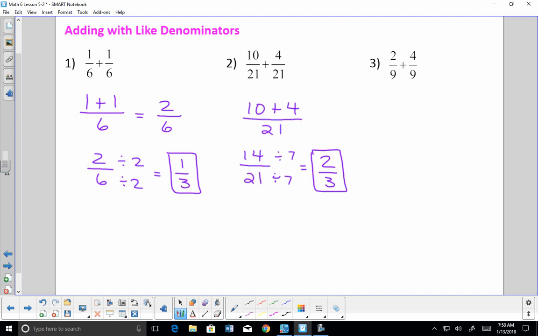2/9 plus 4/9 is the same as saying 2 plus 4 all over 9. 2 plus 4 is 6, so 6/9. I know that's divisible by 3. Greatest common factor here is 3. 3 goes into 6 twice. 3 divides into 9 3 times. So 2/9 plus 4/9 also equals 2/3.